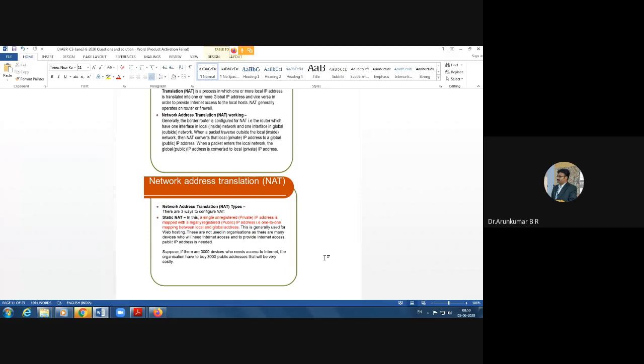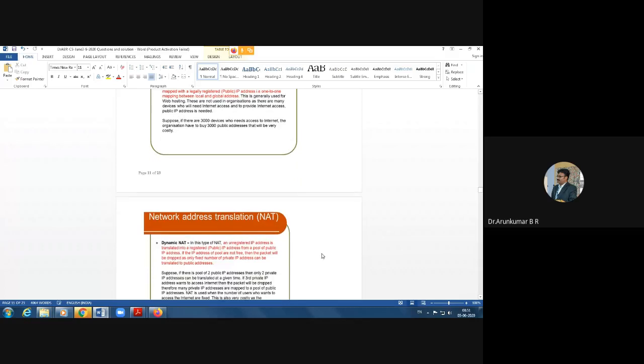We cannot have 3000 IP addresses. Suppose an organization wants to connect 3000 devices to the public network. Static NAT is not recommended in such cases. If 3000 devices need access to the internet, the organization has to buy 3000 public addresses. That will be very costly, so that is not advised.